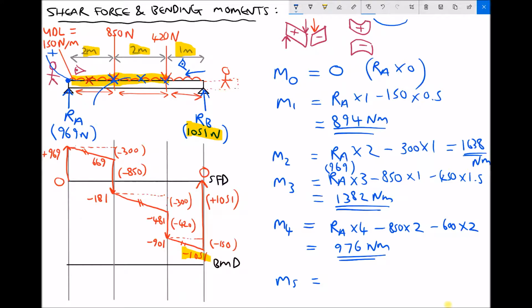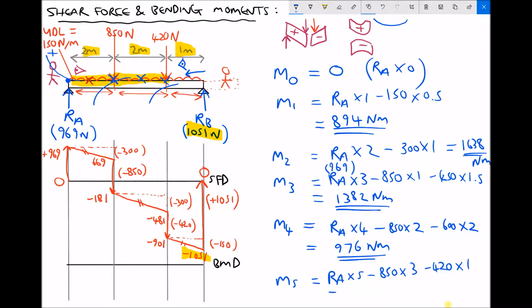So from the right hand support, looking left, we have RA at a distance of 5 meters, causing positive bending. We have the 850 Newton force at a distance of 3 meters this time, causing negative bending. Now take care here, we need to make sure we include the 420 Newton force, which will also be causing negative bending if we're stood at the right hand support, so minus 420. And its distance from our position is 1 meter.